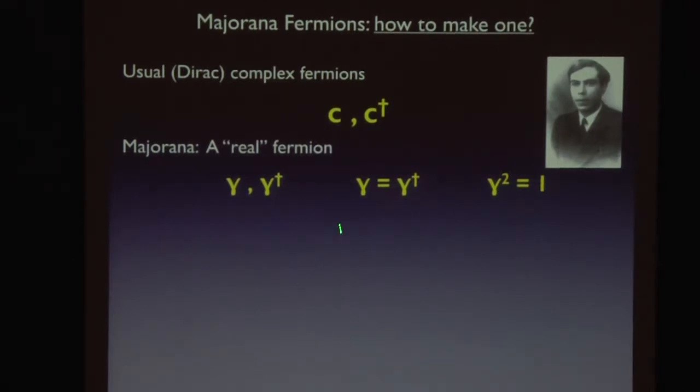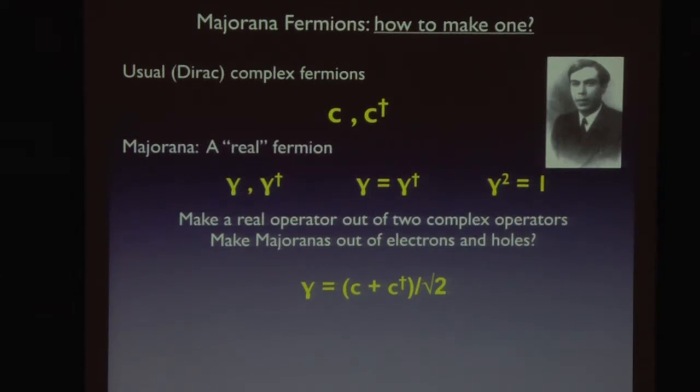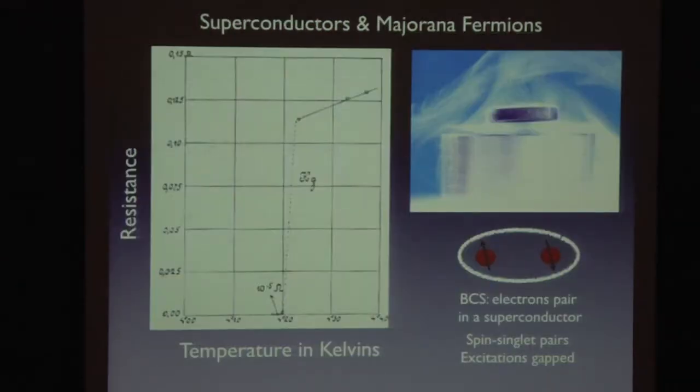So you're trying to make a real object. If you were trying to make a complex object, you add two real ones with the i. So you can judiciously combine your complex operators to make a real operator. So if you could make an equal mixture of electrons and holes, this object can behave like a particle that is its own antiparticle. Now, how do you do that? How do you combine electrons and holes in an equal mixture?